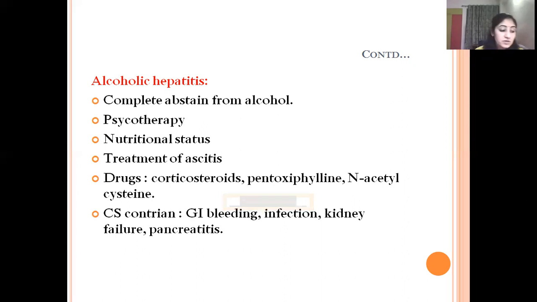Now, one of the most common questions, how will you manage your case? That is, what is the specific treatment you should give in a case of acute viral hepatitis? As we know, there is no specific treatment for acute viral hepatitis. The first measure will be bed rest till jaundice persists. There should be complete bed rest and the diet should be monitored. Diet should be low fat, high carbohydrate, and high caloric, that is, 2000 to 3000 kilocalories should be given.